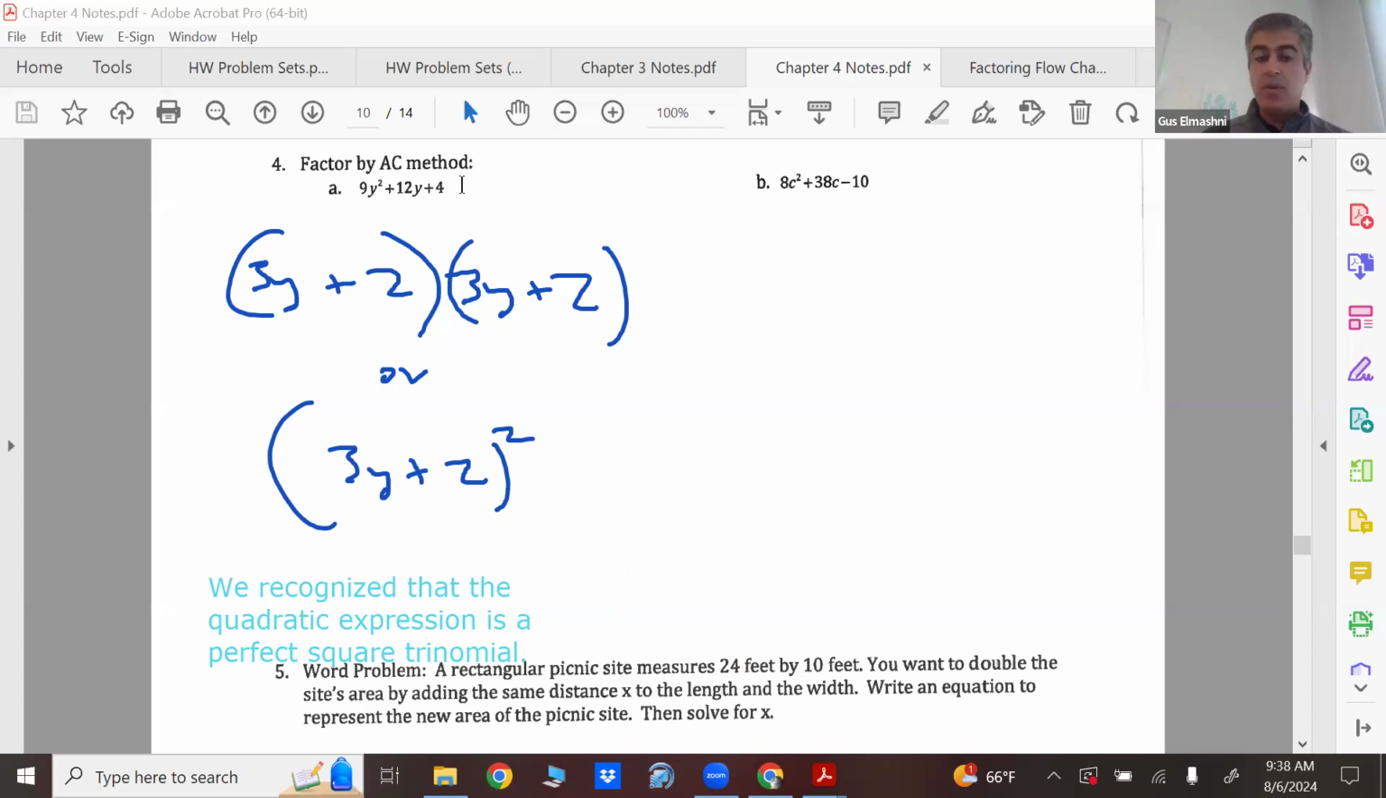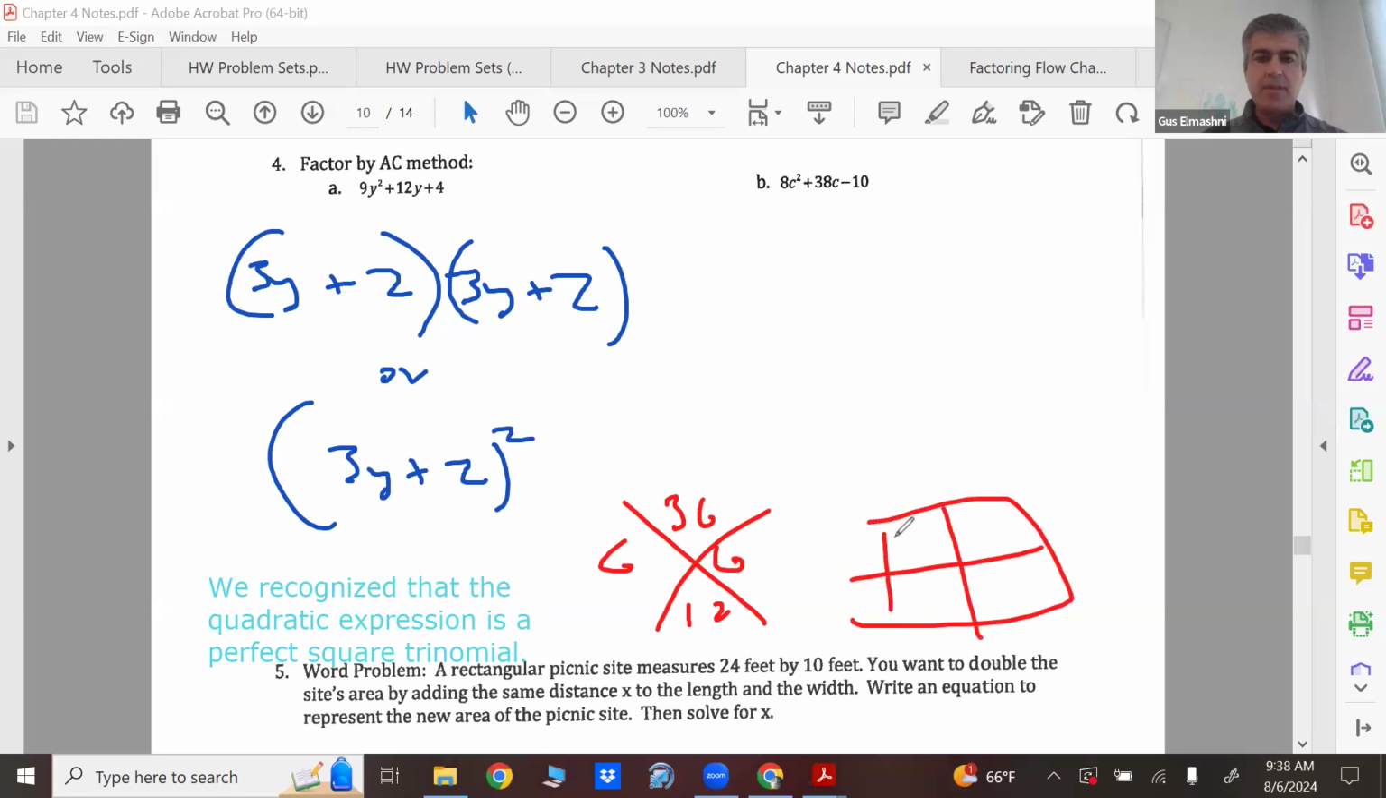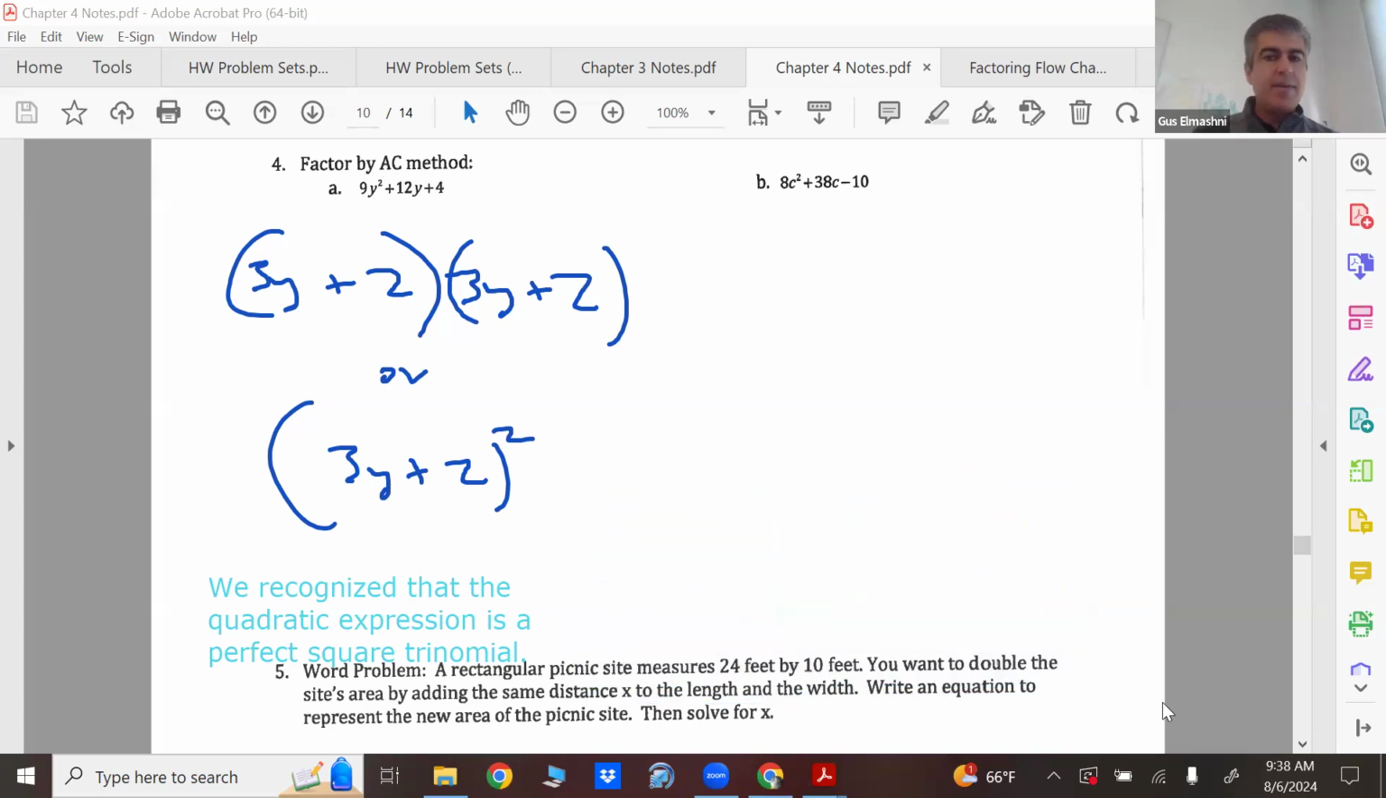But you could have done this too if you wanted to. You don't have to write something. If you wanted to, you could have done 36 and 12, 6 and 6, box, 9y squared, 6y, 6y, 3y, 3y, 2, and so on. I mean, you could have done all that stuff if you wanted to. But I'm going to have to do that for B. And B is a little crazy.